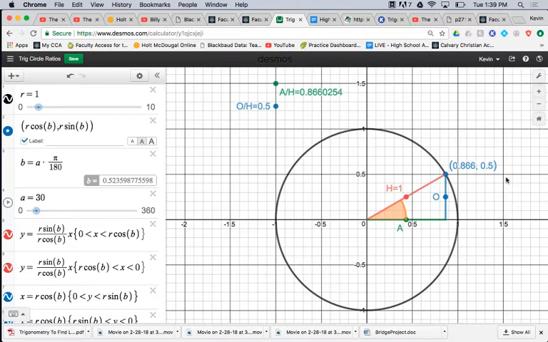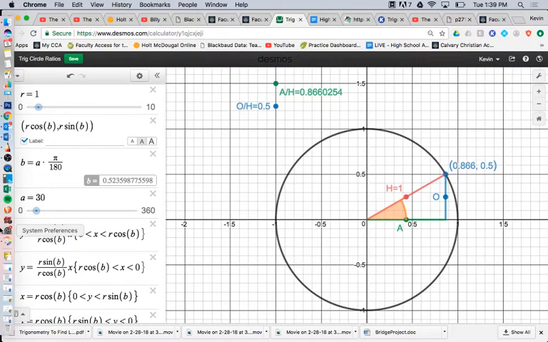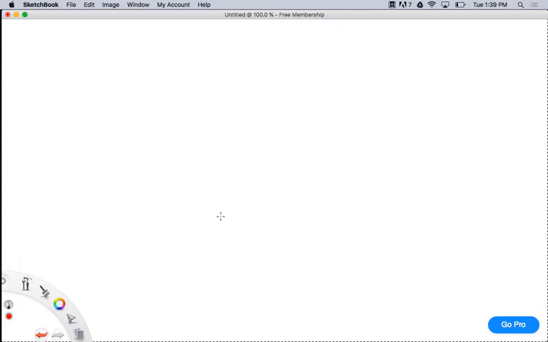Now, on your handout, I want everyone to open up to the second page, where it says cosine and sine. And right below sine, I want you guys to draw a triangle that looks exactly like this. Okay? So draw a triangle that looks exactly like that. And I'll do the same. Bam. See?